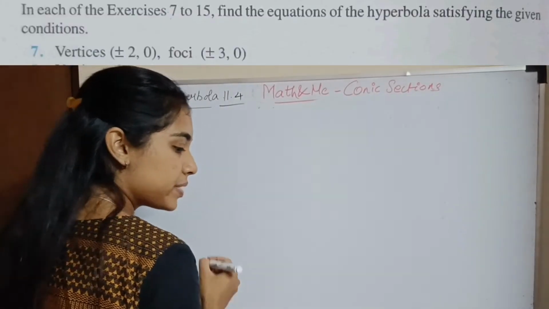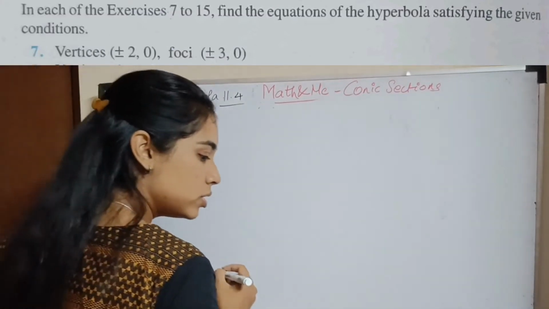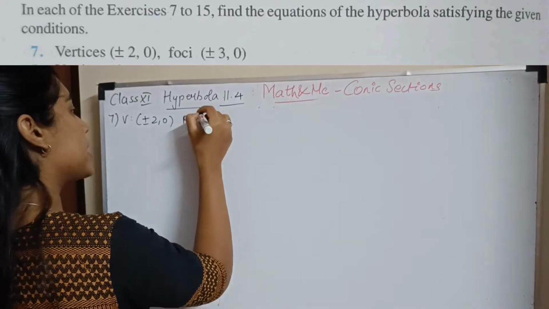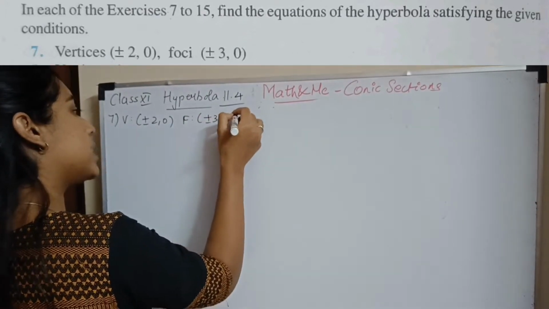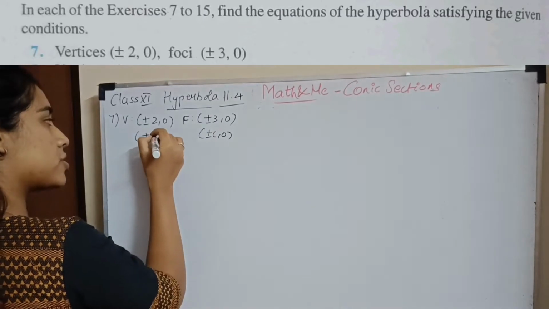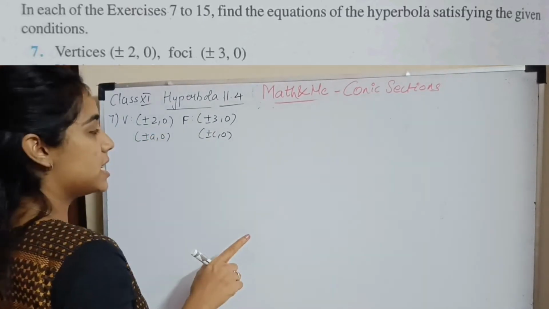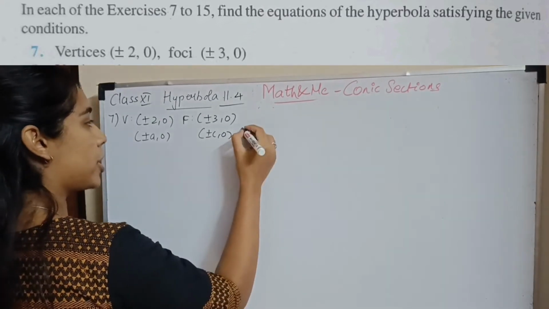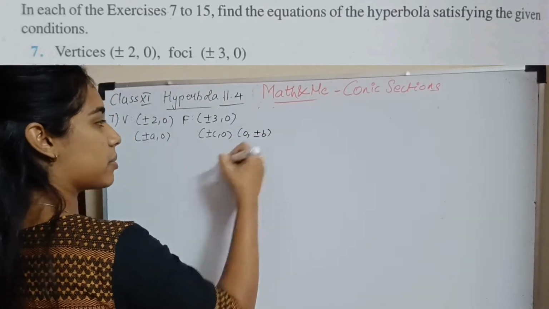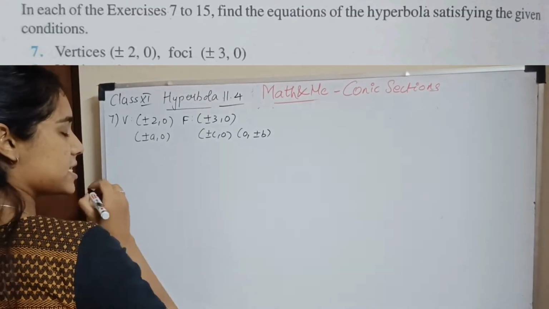Question number 7. Vertices at plus or minus 2, 0 and foci at plus or minus 3, 0. So this is plus or minus c, 0. So this should be plus or minus a, 0. A and c should lie on the same axis. They lie on the major axis. So the other point is 0, plus or minus b. So now your a is in the x coordinate.